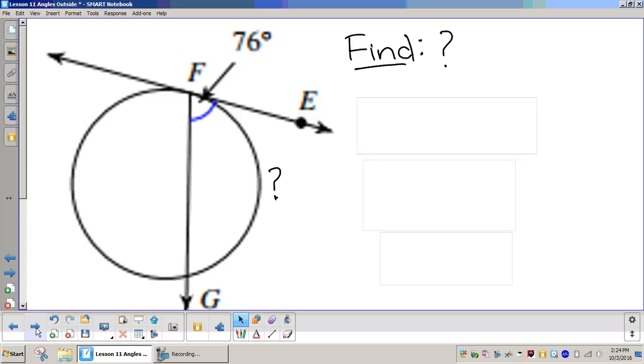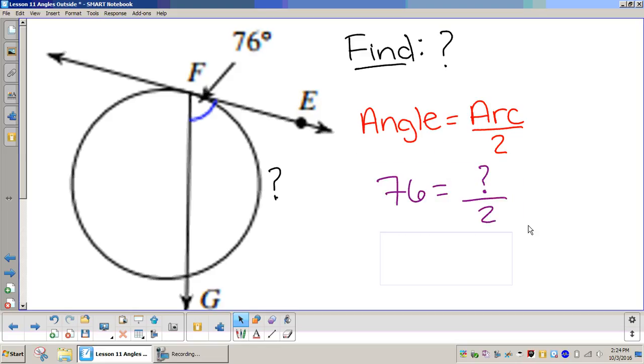So we'll do another one. This time I know the angle. So when I plug in, I'm looking for the arc. That's question mark. So I multiply both sides by 2, and I find out that the arc is 152 degrees. And just as a reminder, the arc we're talking about is between the tangent and the secant, and it's created by this angle. So it's this arc over here, not the big guy over here.